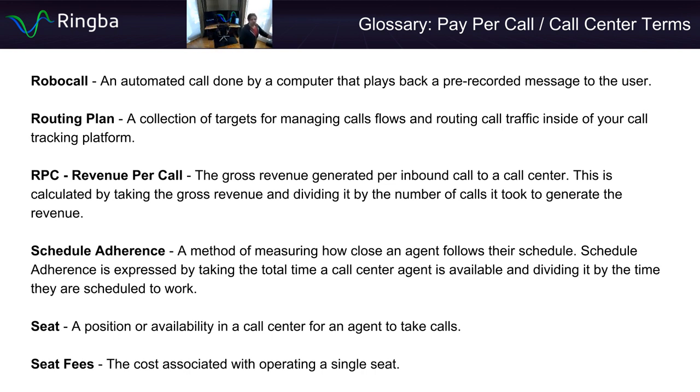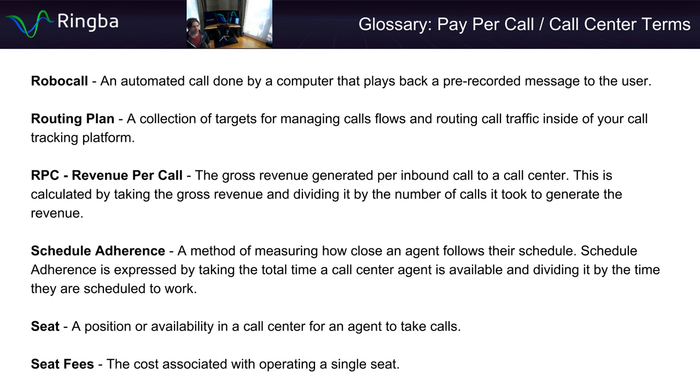RPC, or revenue per call. This is the gross revenue generated per inbound call to a call center. So this is a really important statistic to a call center. This is calculated by taking the gross revenue and dividing it by the number of calls that were taken to generate that revenue. And so if you made $100,000 and you took 10,000 phone calls, your RPC would be $10 per call. That's a really simplistic example, but a call center would use their RPC in a pay-per-call environment to really determine whether or not they're profitable for all of their call streams.